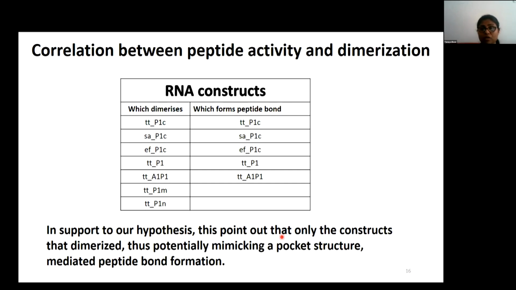After this activity assay, we wanted to find a correlation between the peptide activity assay and dimerization. On the left is the list of the sequences which dimerize, and on the right are the constructs which could form the peptide bond. A careful look at this shows that the sequences which form peptide bonds were all forming dimers. This supports our hypothesis that only the constructs that dimerized, which potentially mimics the pocket structure, could mediate the peptide bond formation.